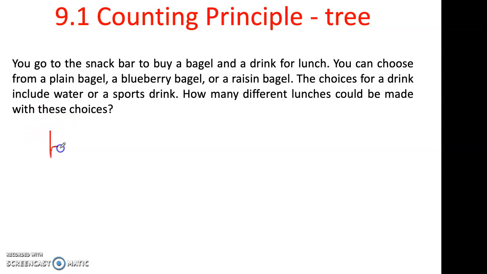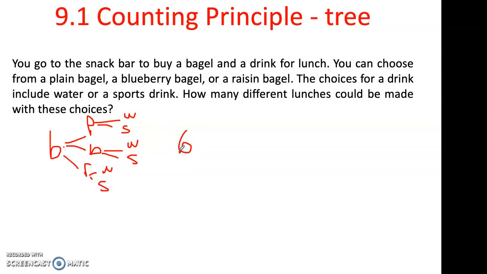So we can have a plain bagel, or we can have the blueberry bagel, or we can have the raisin bagel. And then if we choose a plain bagel, we can have water or a sports drink. We can choose a water or a sports drink. And we could choose a water or a sports drink. So altogether we have 2, 4, 6 options.